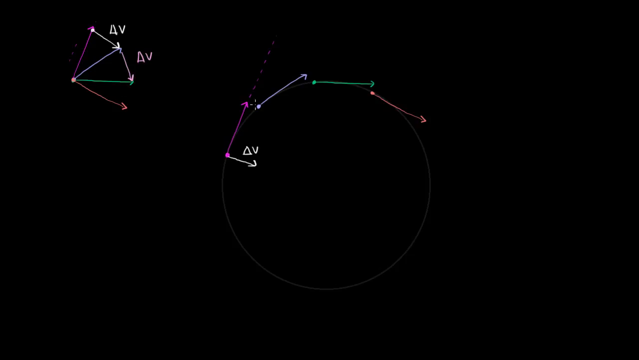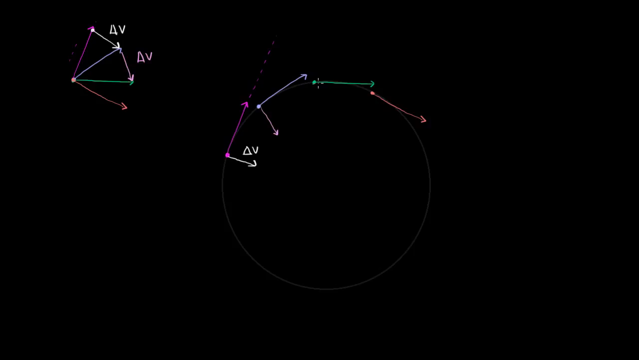Change in velocity. So while it's traveling along this part of the arc, roughly it's the change in velocity. If we draw the vector starting at the object, it would look something like this. I'm just translating this vector to right over here. And then I'll just do it one more time, and let me do it in this blue color.